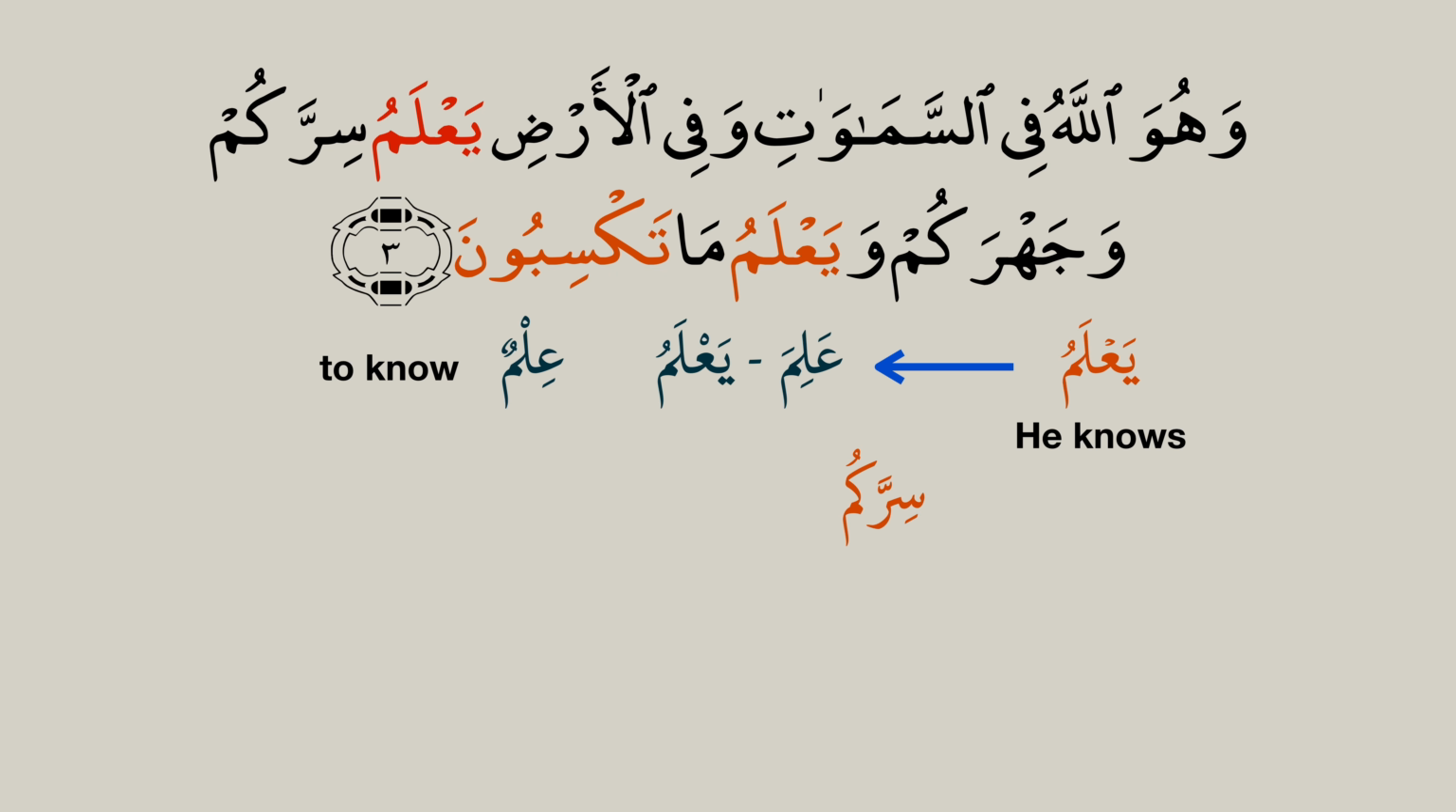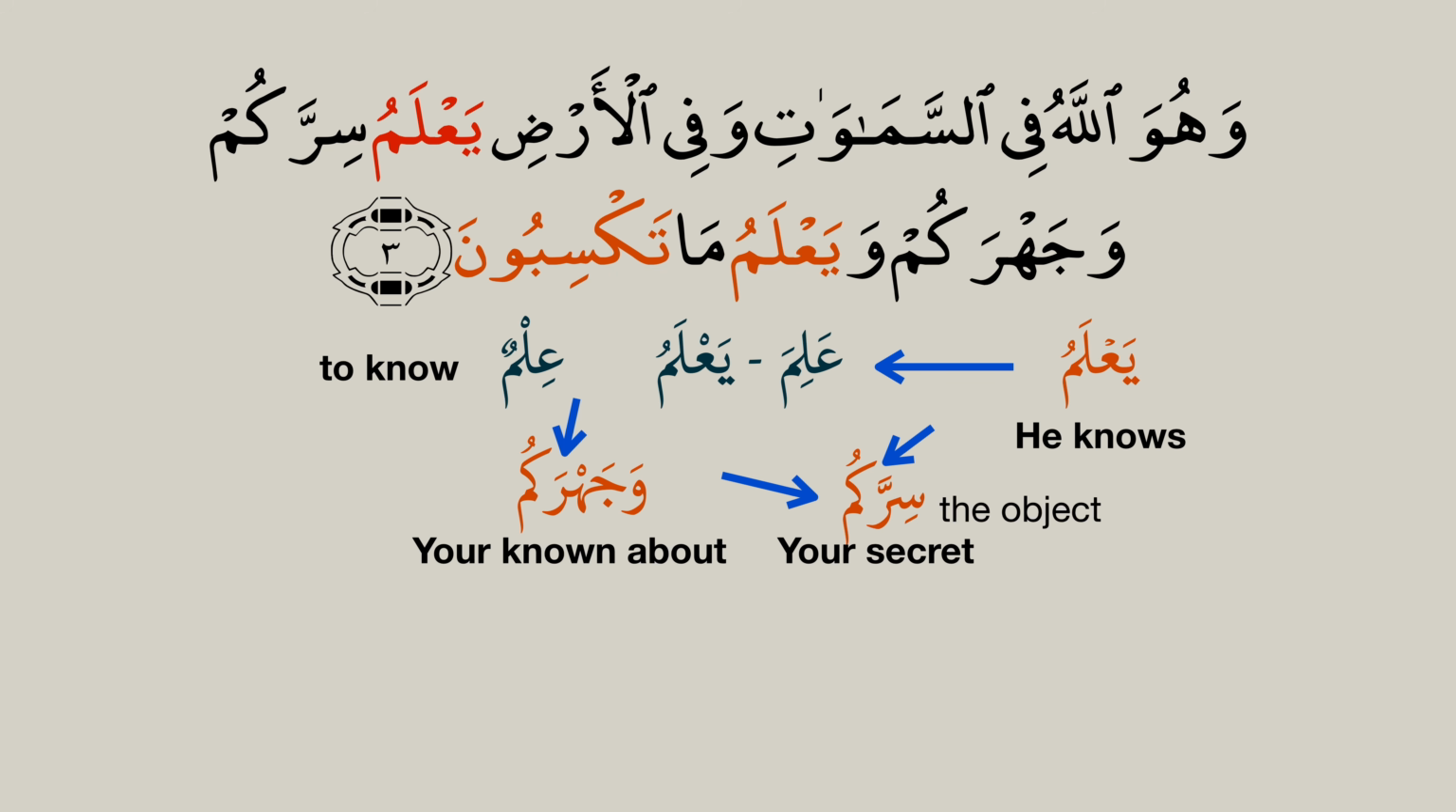Then we have sirrakum, which is mudaf wa mudaf ilayh, and sirra is mansub because it is the object, and kum is second person plural pronoun. So, sirrakum means your secret. Then we have wajahrakum. Again, this is mansub because it is the second object, and its meaning will be your known about. So, يعلم سركم وجهركم means he knows your secret and what is known about you.